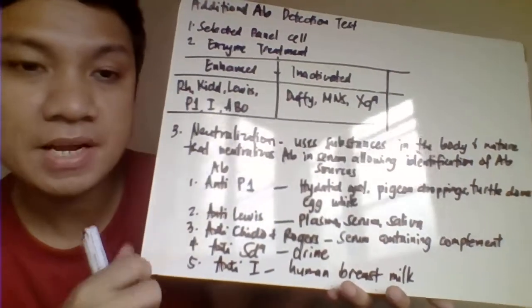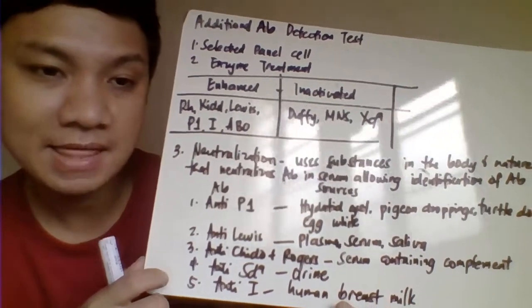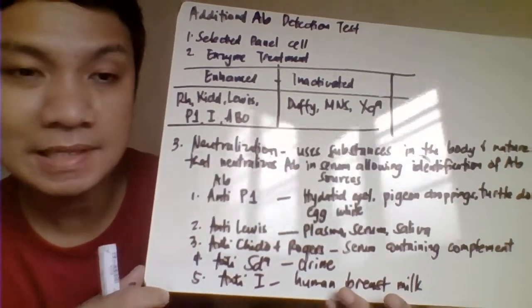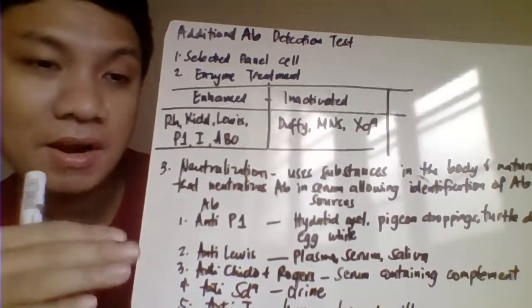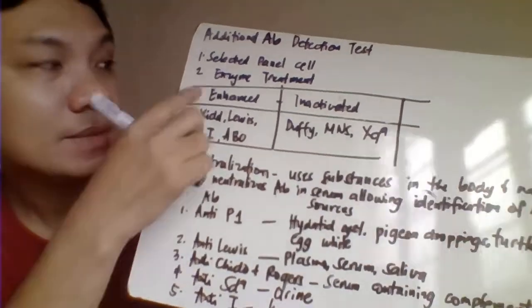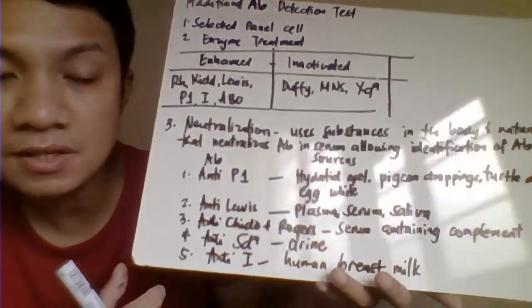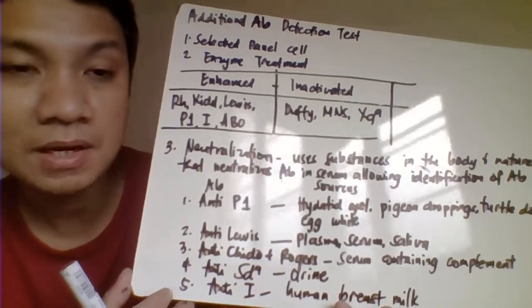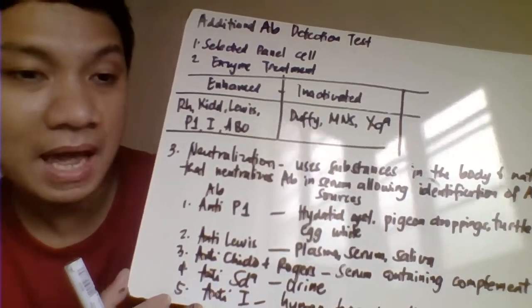Okay, then we have also here additional tests in order for you to really identify the antibody present sa patient sample. So kung minsan, pag hindi mo ma-identify, you can add another panel cell. So magdadagdag ka pa para ma-rule out mo lalo. Second one, you could also perform the enzyme treatment. So it's based on the principle here that there are blood groups in our body which are enhanced by the addition of our routine blood banking enzymes.